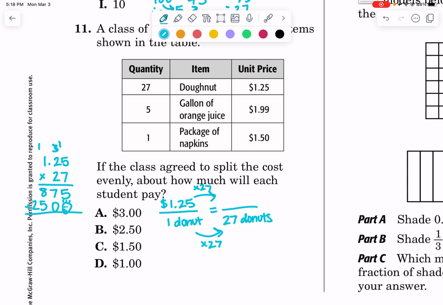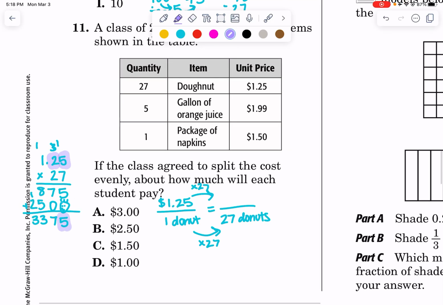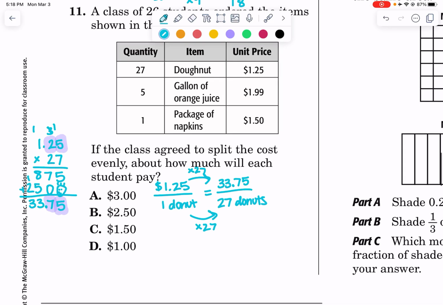Let's add these together. 5 plus 0 is 5. 7 plus 0 is 7. 8 plus 5 is 13. 1 plus 2 is 3. There's 2 digits behind the decimal in the problem. I need 2 digits behind the decimal in the answer. It's $33.75 for those 27 donuts. Whew, we got some pricey donuts.